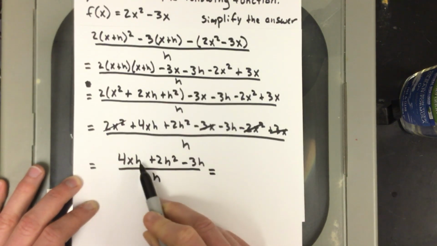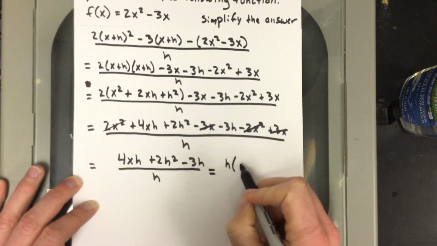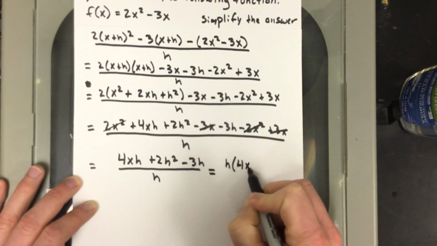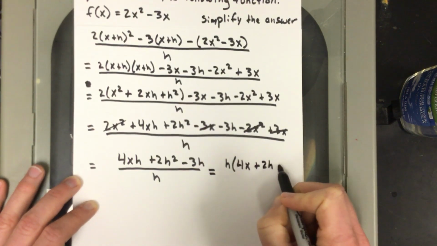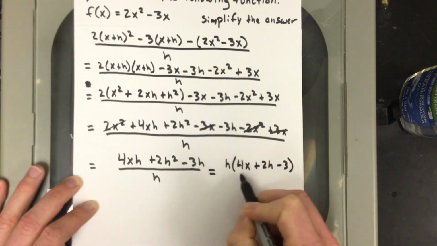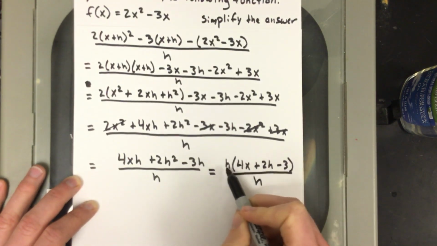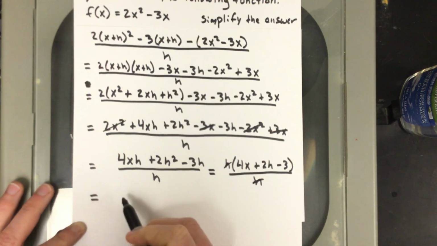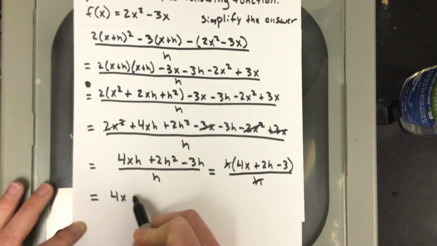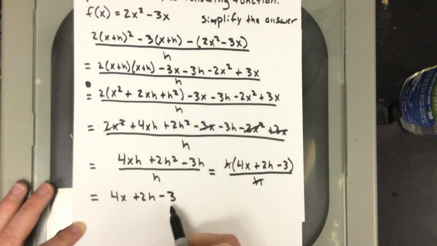I can take an h out of each of these terms. Right? It's called factoring. So h comes out, leaves me with 4x plus 2h minus 3 all over h still. And you can see the h's are going to cancel, which are going to leave us with equals 4x plus 2h minus 3. This is a simplified answer for the difference quotient.